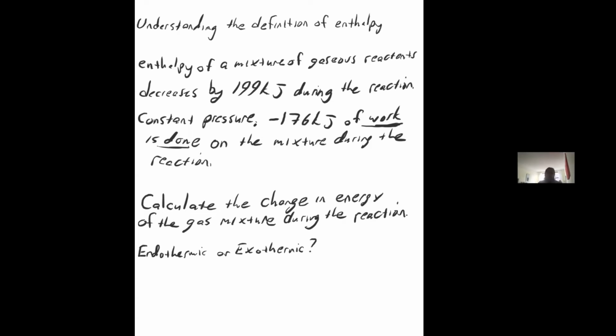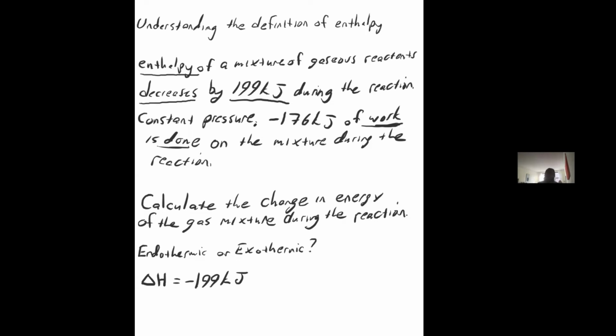Okay, so let's take a look at how we go about this. Let's take a look at what they first tell us. They tell us the enthalpy decreases by 199 kilojoules. So really what they're saying is delta H is minus 199 kilojoules. Now, how do I know that? Well, it says it decreases. That's negative. When something decreases, that's a negative change. And so the change in enthalpy, delta H, is minus 199 kilojoules.